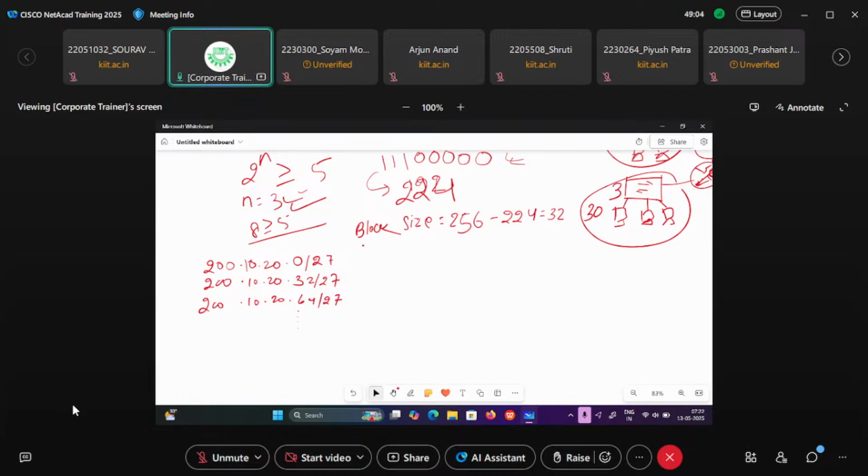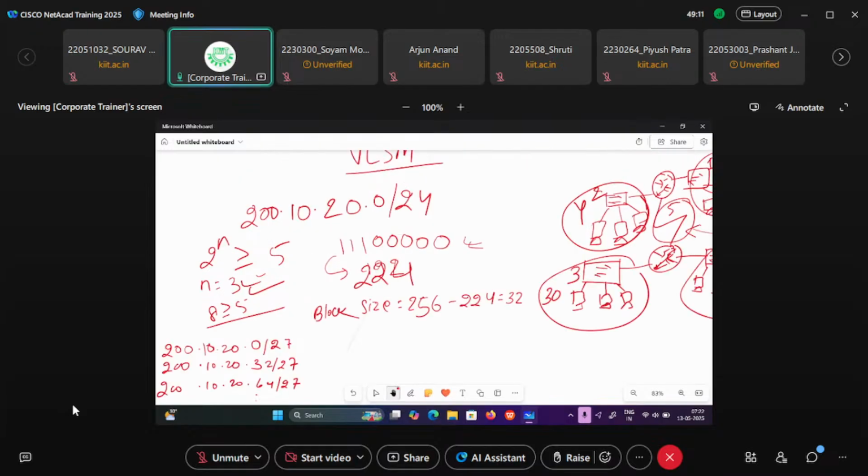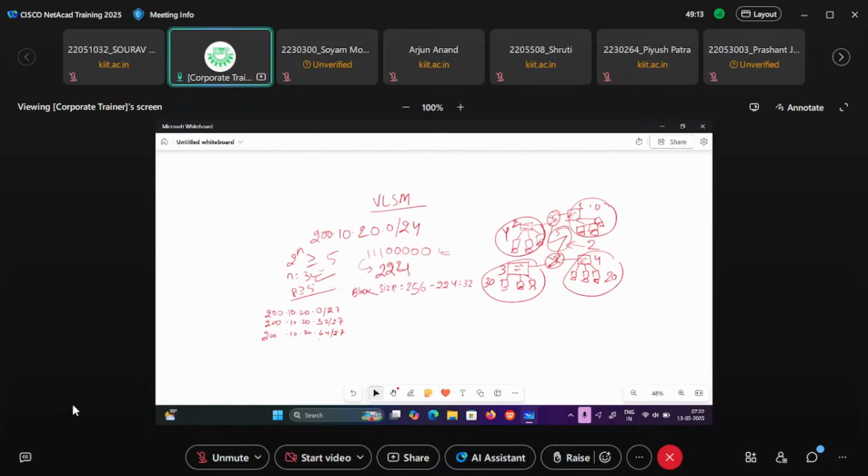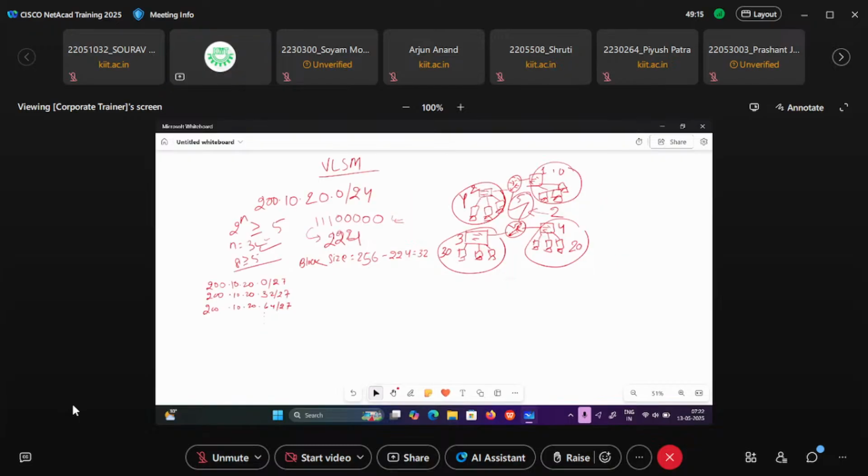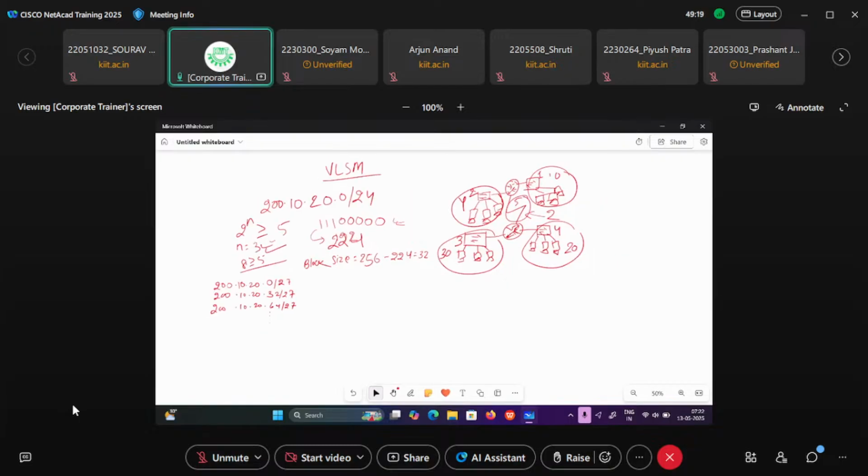So just look at these conditions: we require 5 networks. We have calculated, through subnetting, how to find the 5 networks, and how many hosts you can configure in each subnetted network. So how many hosts can you configure from each subnetted network? Can you tell me?